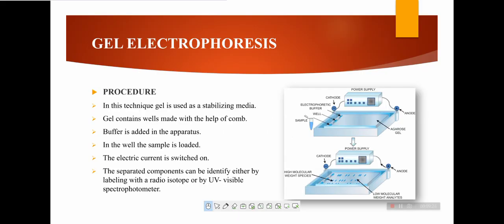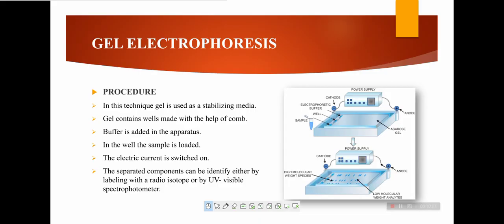So in this technique, as you can see in this picture, the process is carried out in a gel. Generally agarose gel is used as a stabilizing medium. This gel contains wells which can be made with the help of a comb. Buffer is added into the apparatus. The sample from which the molecule has to be separated is loaded, and then the electric current is switched on. The separated components can be identified either by labeling with a radioisotope or by UV visible spectrophotometer.